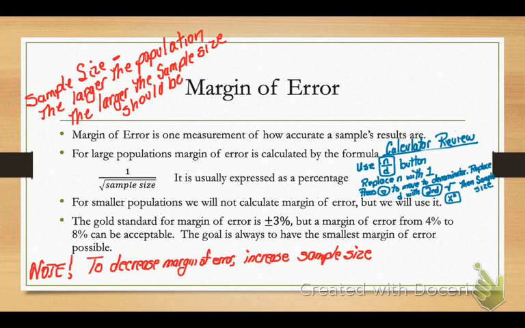However, a margin of error from 4 to 8% can be acceptable depending on what is being surveyed and what the survey is about. But as a general rule, you're always going to try to find the smallest margin of error possible. To decrease the margin of error, it's pretty easy. All you have to do is increase your sample size. I'm pretty sure that's a question on one of your quizzes.